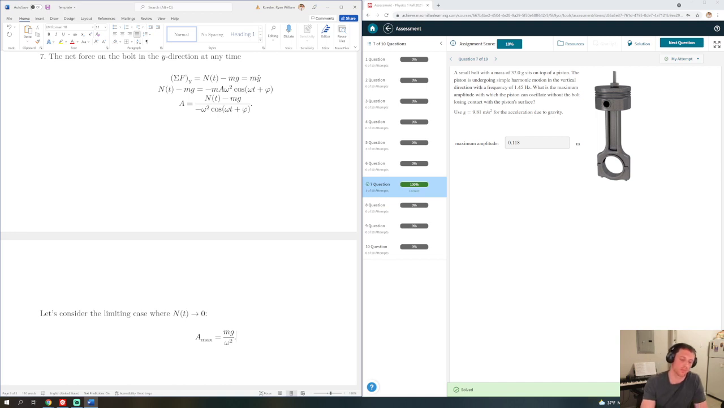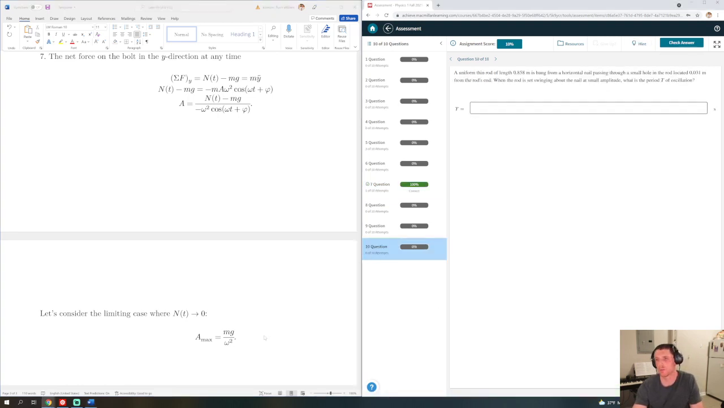Ten. Let's see here. Okay, 2 people want 10. That's cool. Uniform thin rod. Okay, this is going to be a physical pendulum, it looks like. So I need to remind myself what that expression looks like.